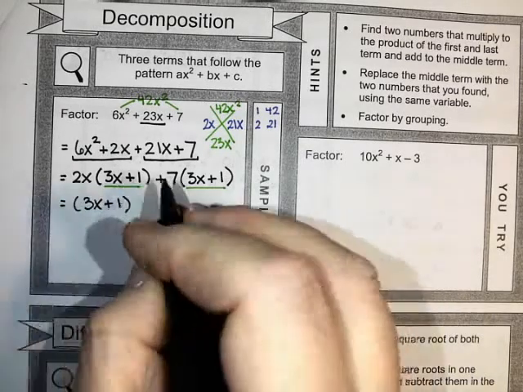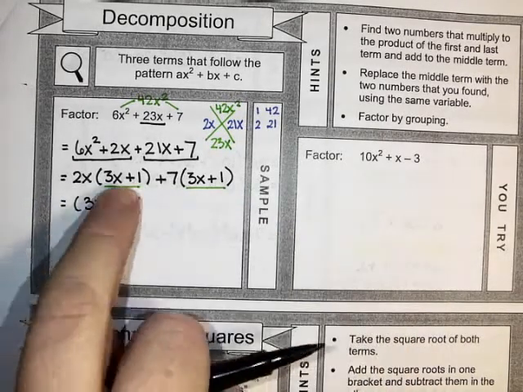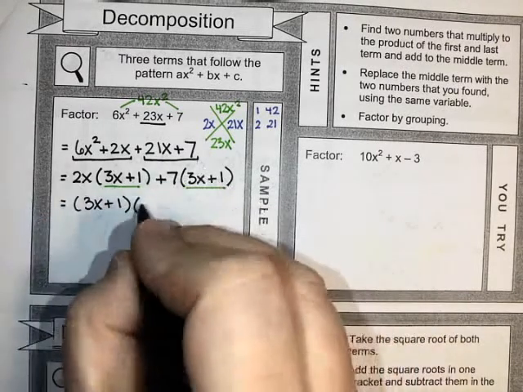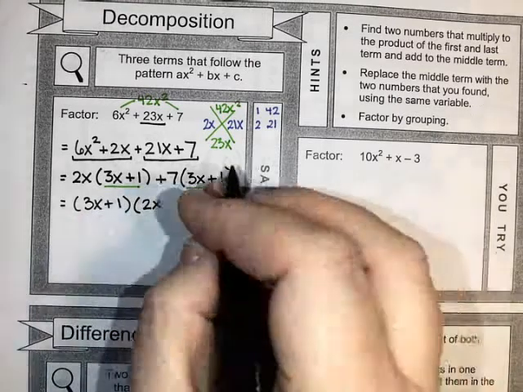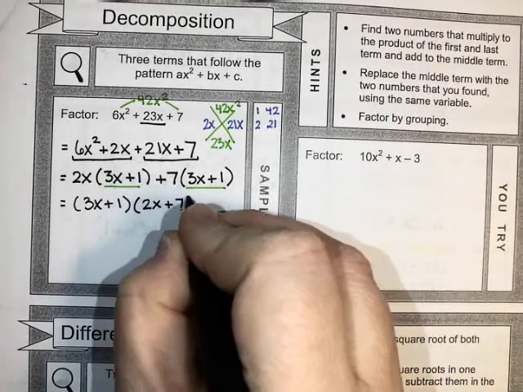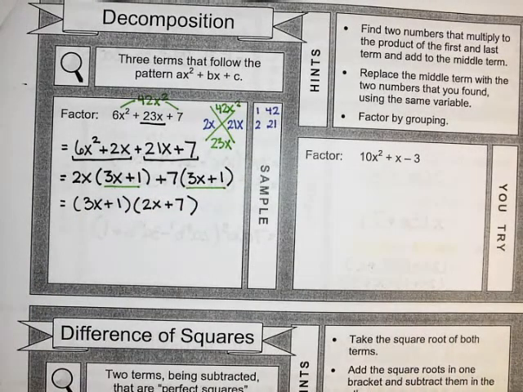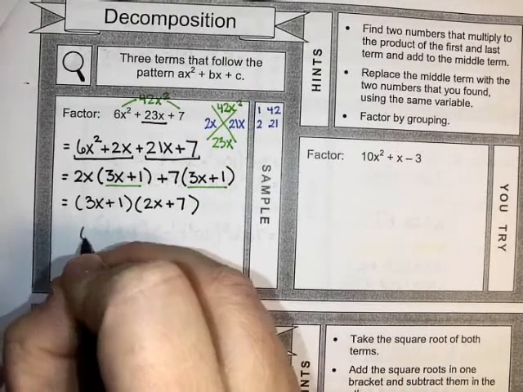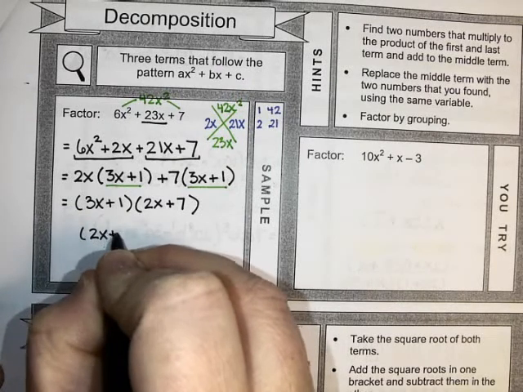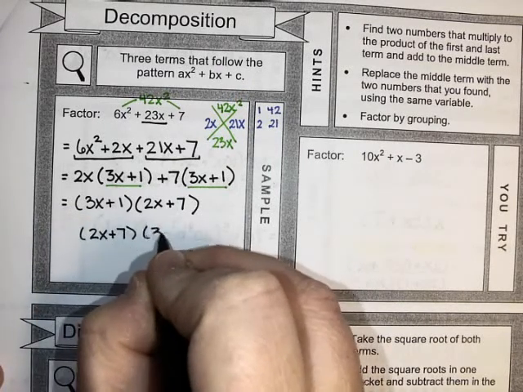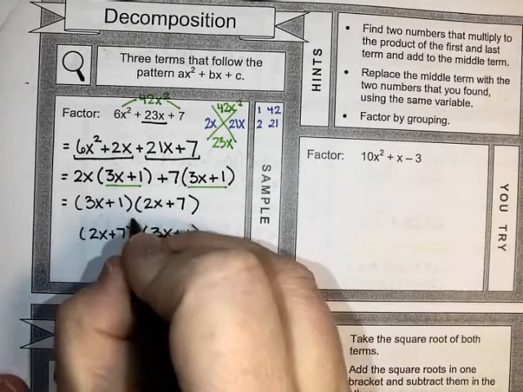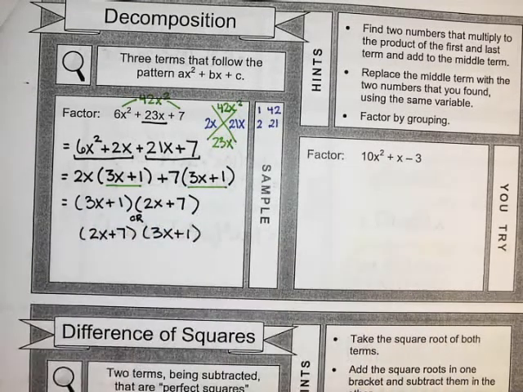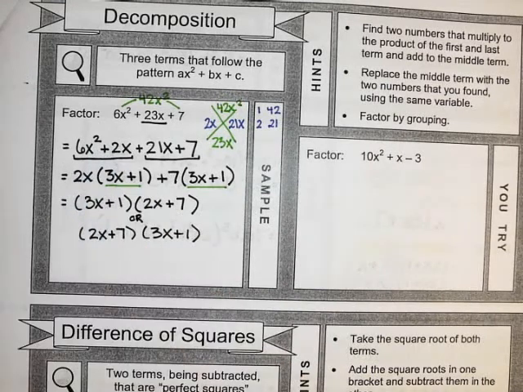And we would be left with, from the first one, if I divide out the 3x plus 1, I'm just left with 2x. And from the second one, if I divide out the 3x plus 1, I'm left with 7. So I have 3x plus 1, 2x plus 7. If you factor it and you get the answer 2x plus 7 times 3x plus 1, that's the same answer. It does not matter which bracket comes first. Either one is fine. It just depends on what order you put the 2 and the 21 in when you were doing your grouping.